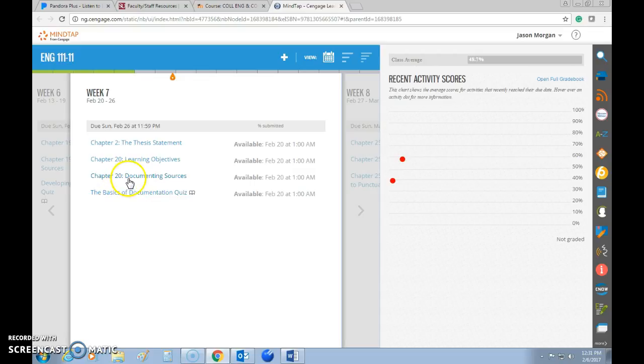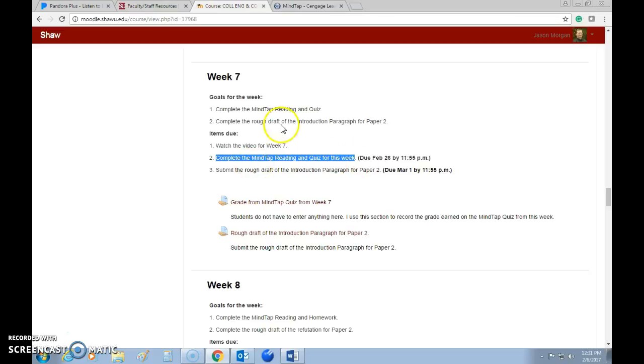And then chapter 20 talks about documenting sources. This will get you prepared as we get into the next part of this paper, because again, it's not enough for you just to make a statement. You need to back it up with credible sources, so that it's not just your opinion, but there are good, credible sources to back up your point. There is a quiz on documentation that you can take from this. Please do your best. Take it in one sitting, and yes, it does count towards your grade. So that's the MindTap reading and the quiz for week 7.